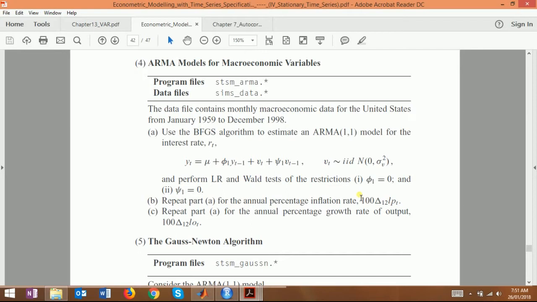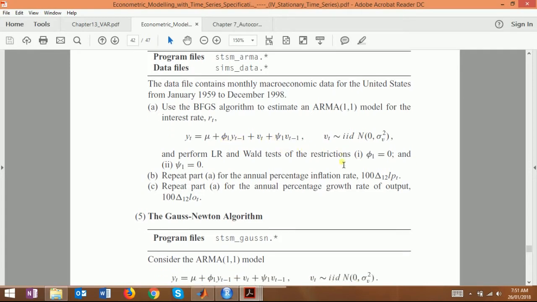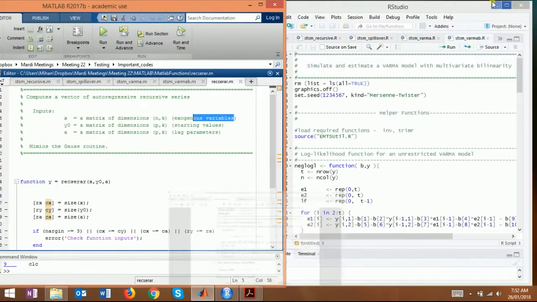We want to use the Newton-Raphson algorithm to estimate an ARMA 1-1 model for the interest rate. The ARMA 1-1 model is y_t = phi 1 y_{t-1} + v_t + psi 1 v_{t-1}. We want to do LR, Wald and LM tests for phi 1 = 0 and psi 1 = 0. Now this is done on interest rate only. We want to do this for annual percentage inflation, and we want to do it for growth rate to see for which one we have significant autoregressive parameters, or significant moving average parameters. So this is STSM ARMA.